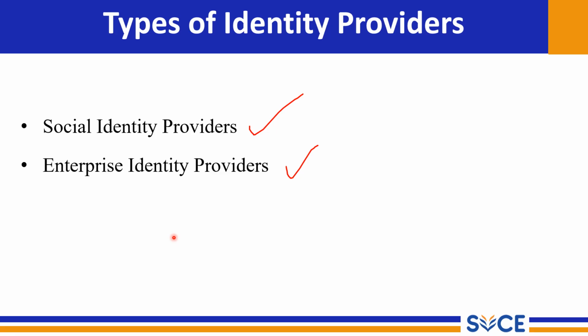And next is OneLogin. Similar to Okta, it also provides a cloud-based solution for identity and access management. It also offers single sign-on, multi-factor authentication, and user provisioning. OneLogin stands out for its ease of use and quick integration with various cloud and on-premise applications. So this is all about the types of identity providers, social as well as enterprise.